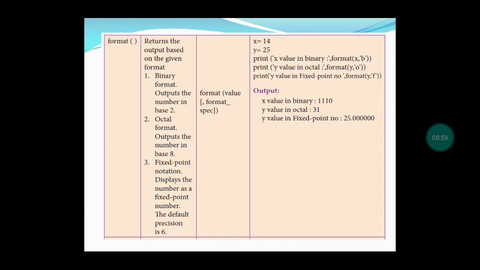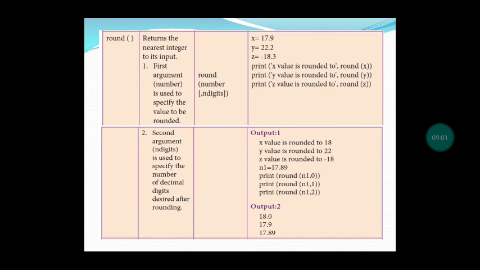Next function, round off function. It gives the round off value for the given number. That is, it returns the nearest integer to its input. The syntax is round off number comma n digits. Let us see the example, that is 17.9 for x and 22.2 for y and minus 18.3 for z. So we are round offing these values. We are getting the output as 17.9 as 18, 22.2 as 22 and minus 18.3 as minus 18 as an output.